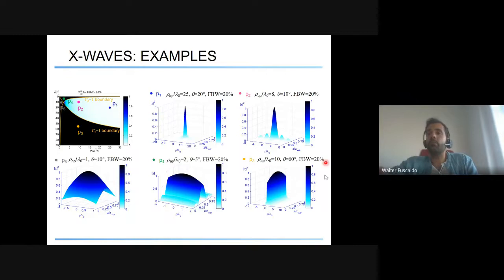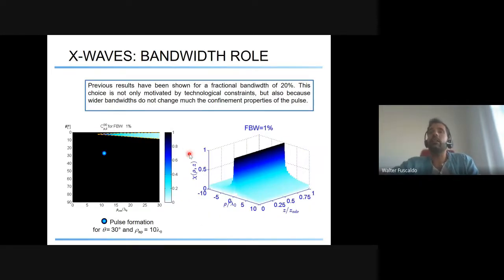These results have been obtained by assuming a fractional bandwidth of 20%, but as I said, the fractional bandwidth has a key role in determining the confinement along the longitudinal axis, that is the axis of propagation. Indeed, if we assume the fractional bandwidth to be as low as 1%, this will be almost equivalent to a Bessel beam, because a Bessel beam has 0% fractional bandwidth. And indeed, a pulse generated with a fractional bandwidth of 1%, as shown here, basically recovers a Bessel beam that is propagation invariant and not confined along the propagation direction.